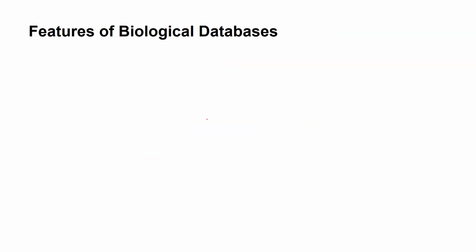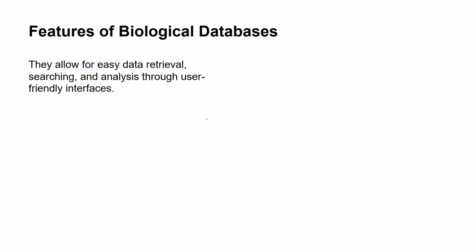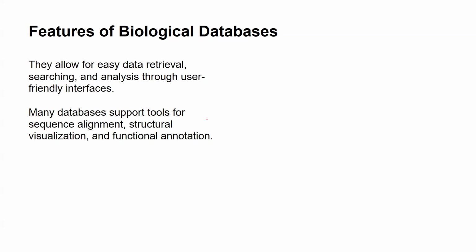So what are the features of biological databases? They allow for easy data retrieval, searching, and analysis through a user-friendly interface. So it is easier to retrieve, search, and analyze data from biological databases. It is user-friendly. Many databases support tools for sequence alignment, structural visualization, and functional annotation.